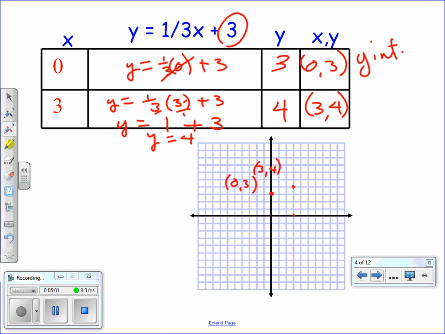Let's see if we can connect these points and look at what our slope is. Our slope is going to be up 1 over 3, up 1 over 3. Do you see it? It intersects right there. So our slope appears to be rise over run, 1 over 3. And oh my goodness, look what's happening in that equation.